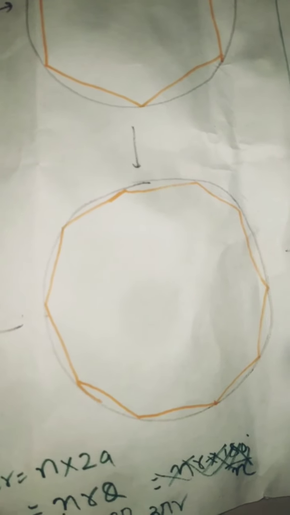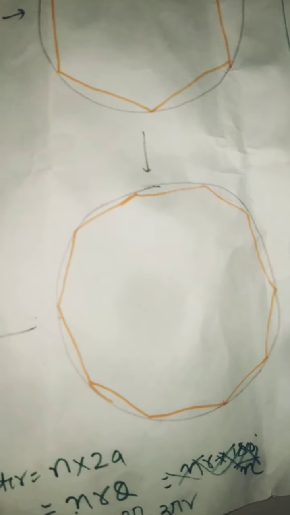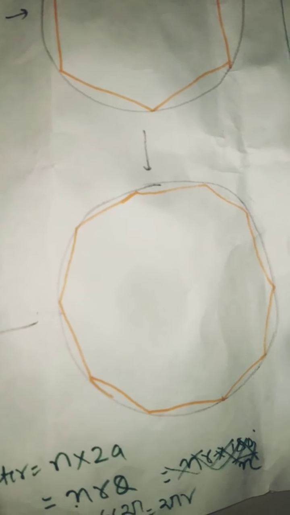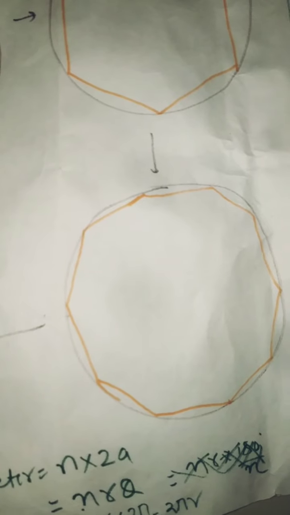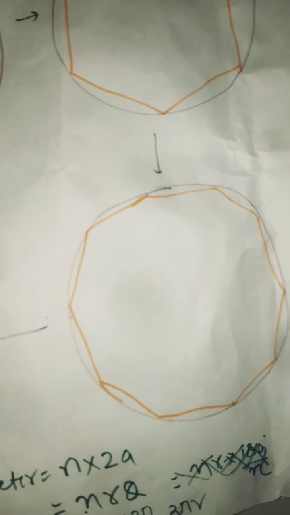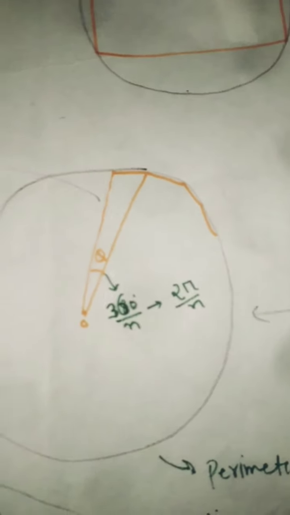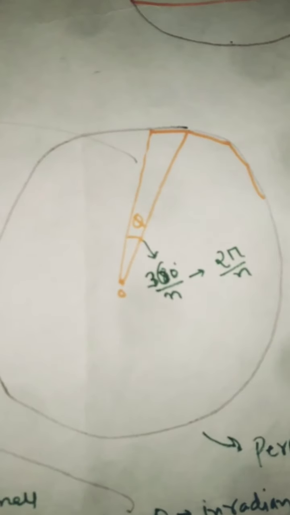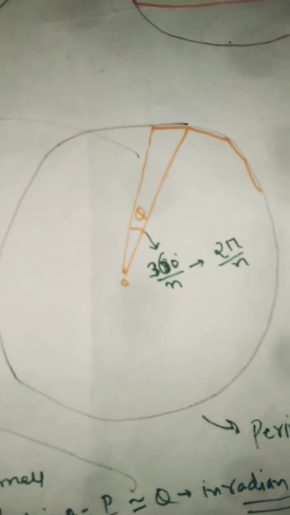Okay, so if I increase my number of sides, the perimeter of that polygon is going to be nearly equal to the perimeter of the circle. What if I increase my number of sides so much so that it nearly touches the circle? That's what I have just drawn here. So what we're going to do is find the perimeter of that polygon.